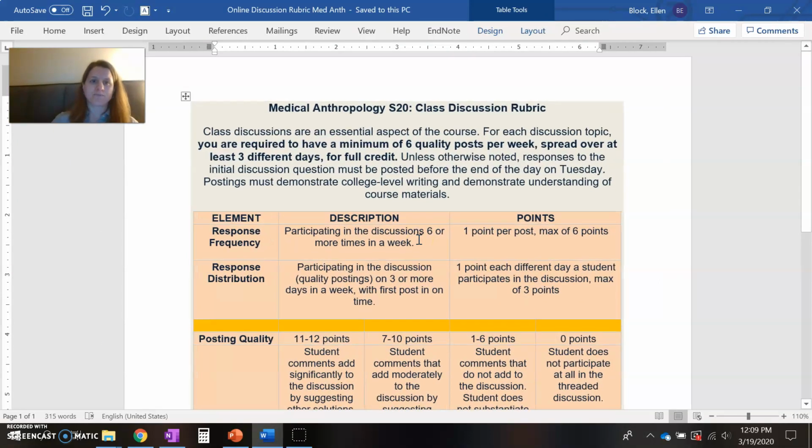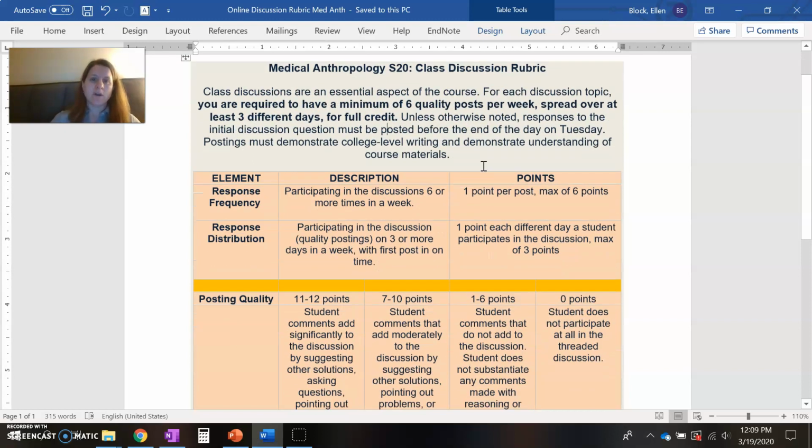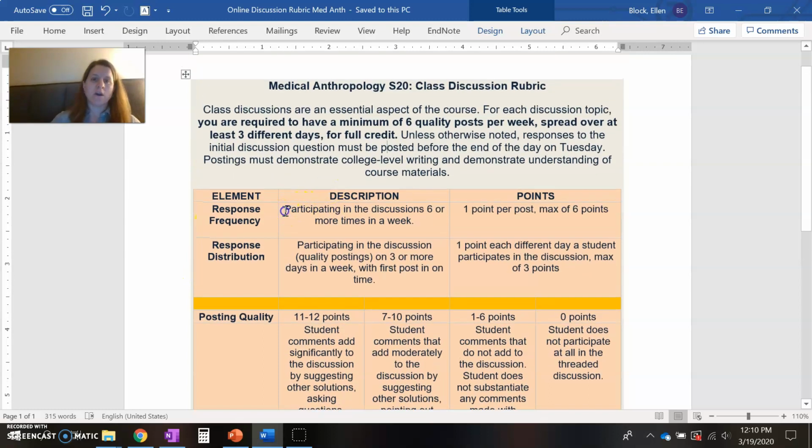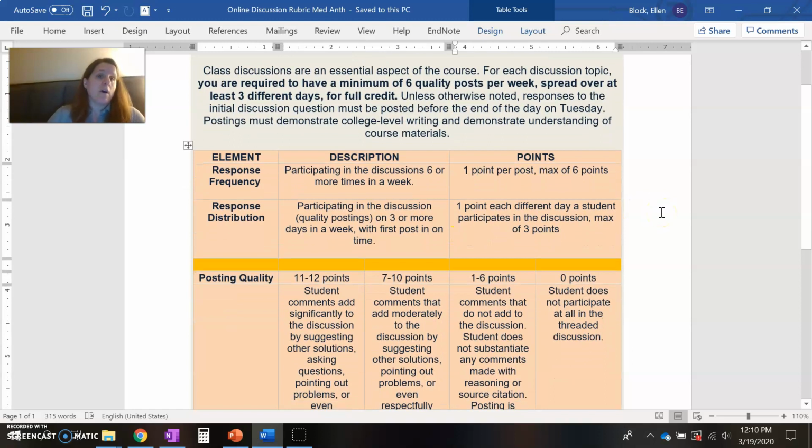Okay, so this is for the MedAnthro class. Like I talked about, you are required to have a minimum of 6 quality posts per week, spread over at least 3 different days for full credit. So there's 3 elements: response frequency, response distribution, and posting quality. These ones are pretty obvious. Participating in the discussion 6 or more times in a week gets you the full 6 points, 1 point per post, max of 6 points. So if you put 12 awesome posts, you're still going to get 6 for that. But please engage as much as you can. I would love to see that. I think it'll make the whole class run more smoothly.